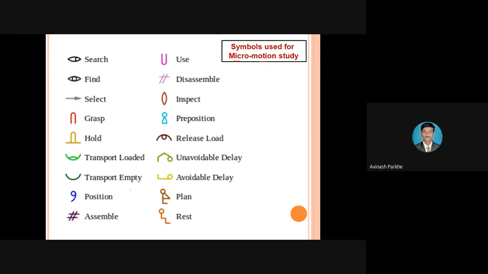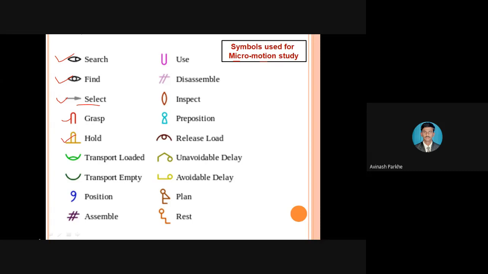But which types of movements are taking place? For example, these are the symbols. If any operator goes for searching, then this is the first symbol. If he goes for finding, then this is the second symbol. If he wants to receive the job or the raw material, then the select symbol is used. Grasp is also one of the symbols. That means if we are moving to take the component in hand, that movement can be represented by grasp. Then the next symbol is hold. If I have to hold the component, or hold the tool on the tool post, or hold the component on the machine, then for holding purposes these symbols are used.